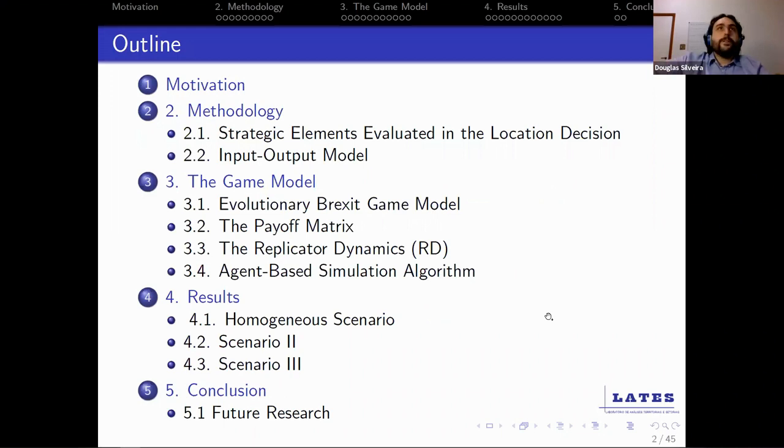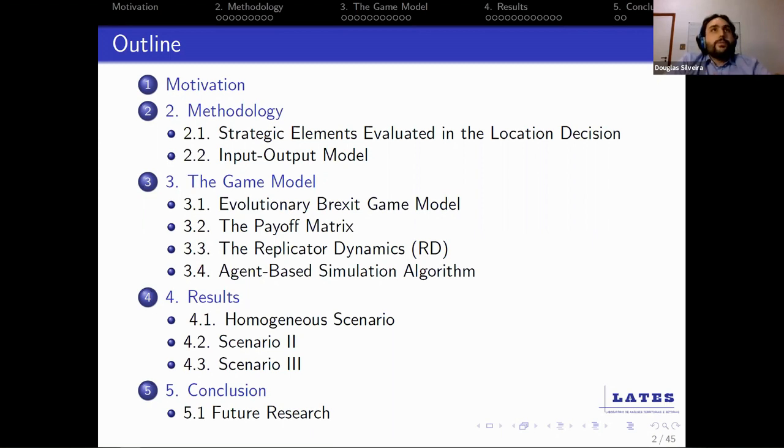So, a brief outline of what I will discuss today. I will start with the motivation, then I will discuss a bit of the methodological aspects. I will talk about the strategic elements evaluated in the location decision. I will introduce some features of the input-output model. Then I will start discussing the motivations behind the game model. And then I'll introduce some key concepts about evolutionary game theory.